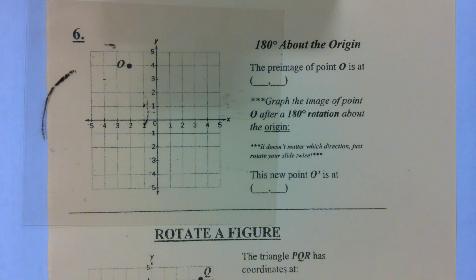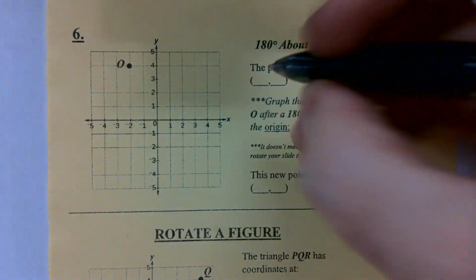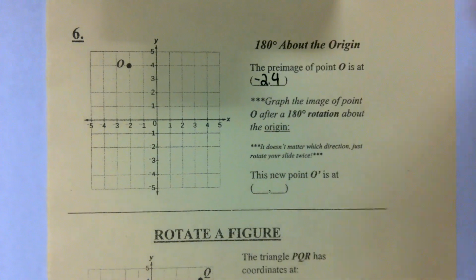Here's how we're going to rotate 180 degrees now. We've got point O, the pre-image of point O, at negative 2 comma positive 4.